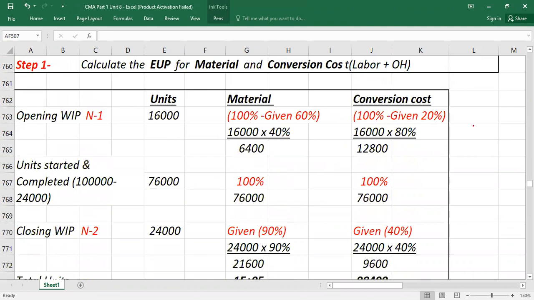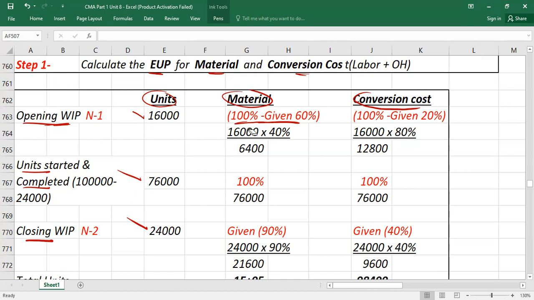Now, guys, we'll work here. Step number one: equivalent units for material and for conversion cost. We have here units, material cost, conversion cost. We have opening work in process, 16,000 units. We work with the units started and completed, which is 76,000. Closing work in process is given, 24,000. And material is added during the process. If it is during the process, I'll use 100 minus the percentage given for opening.